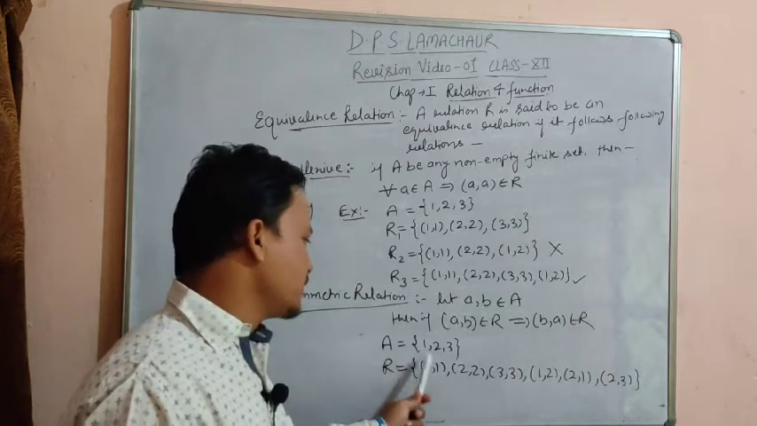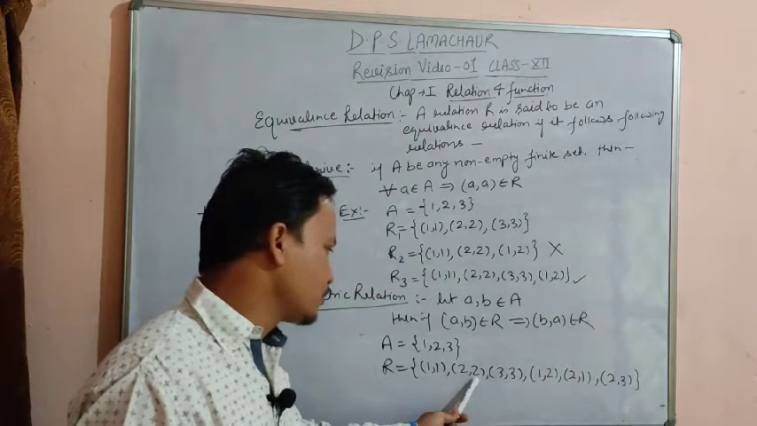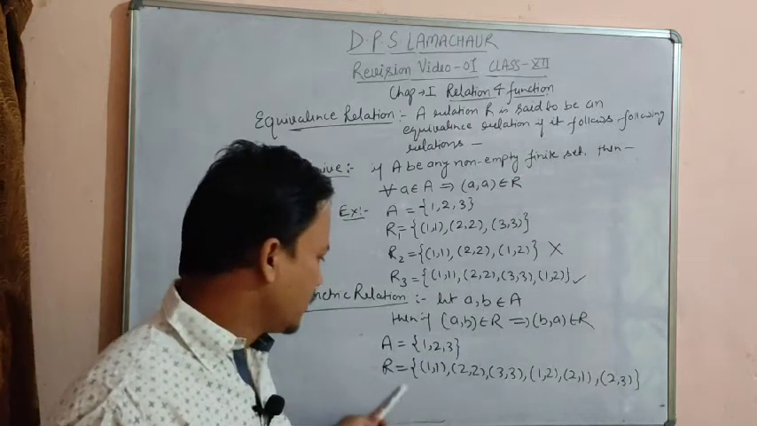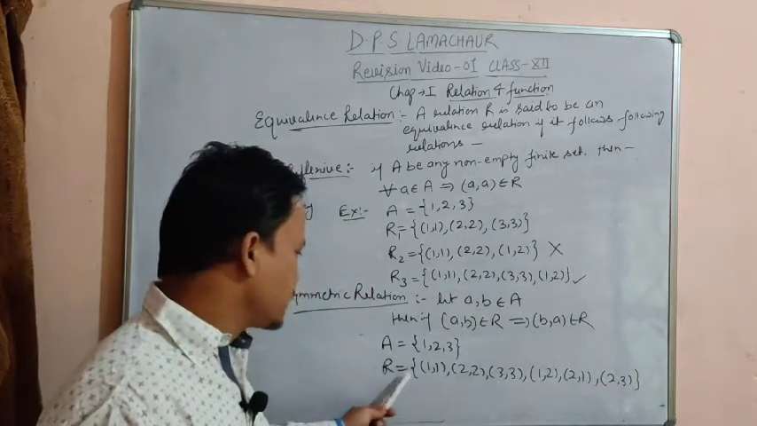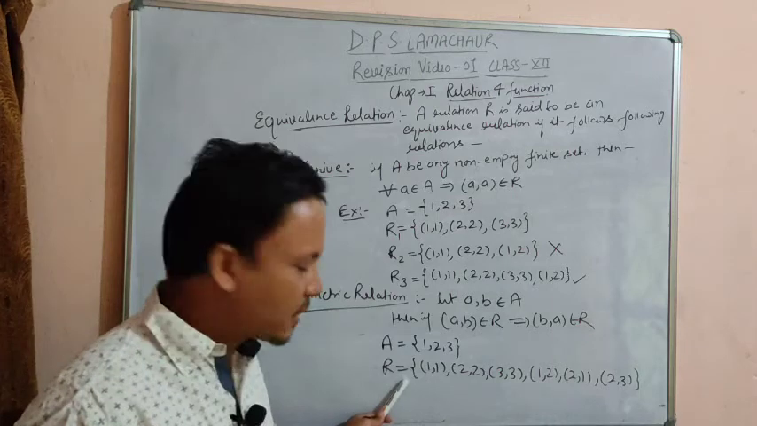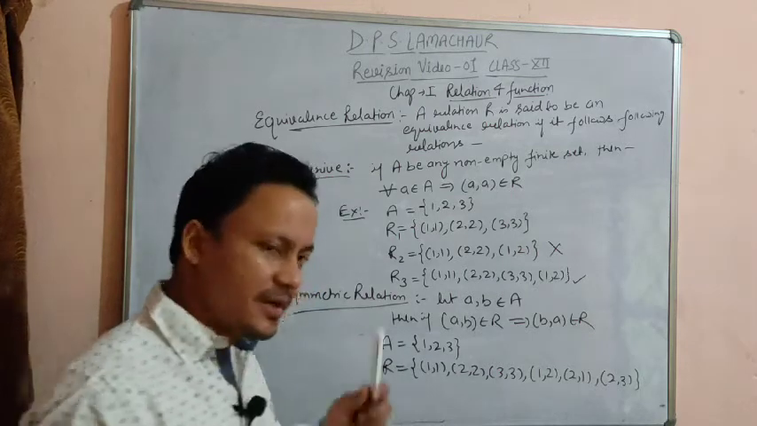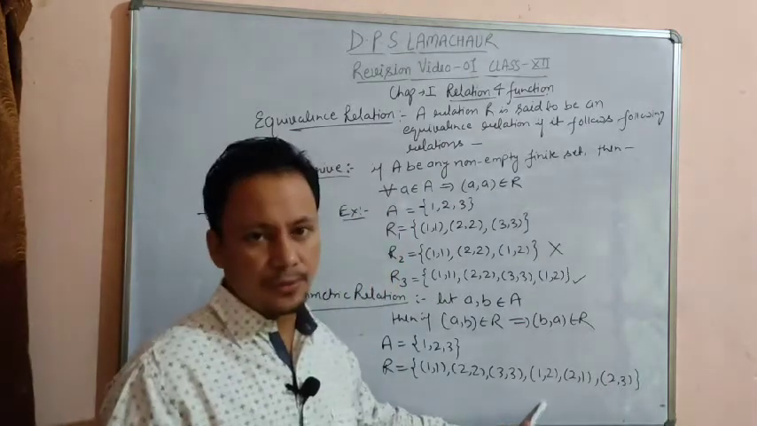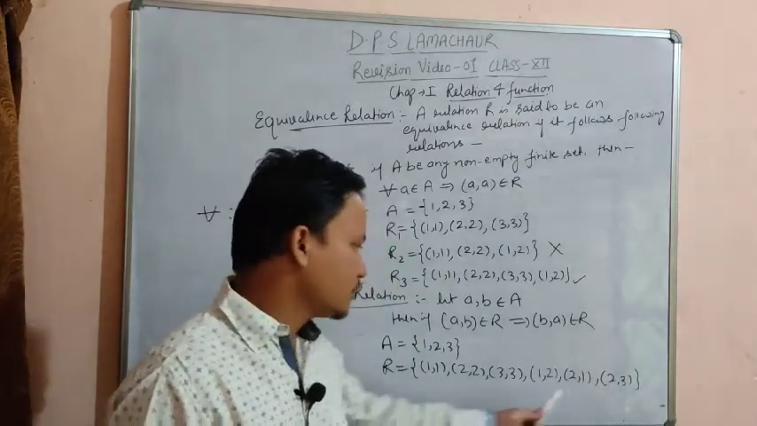See this relation and tell me, is this relation symmetric or not? So dear student, 1 1 is here, 2 is in the set so 2 2 is here, 3 is in the set so 3 3 is here. It is clearly observed that this relation is reflexive. Now discuss symmetric. Since 1 2 is here, 2 1 is here. Very good. 1 2 is in the relation, so 2 1 is also there.